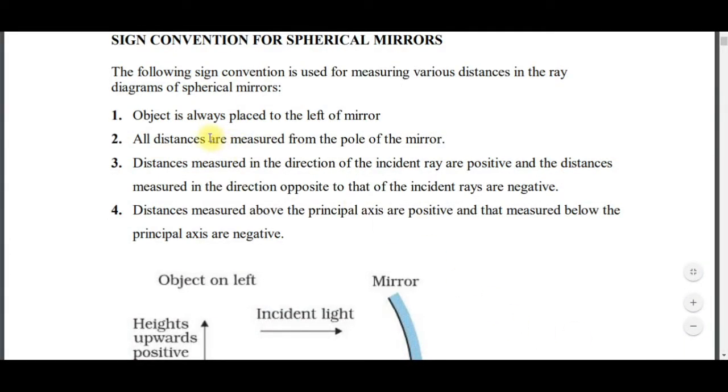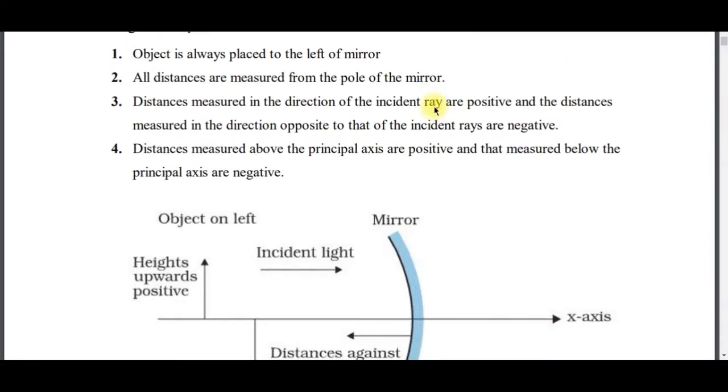So students, now we shall look at sign convention for spherical mirrors. When we want to solve some problems based on concave and convex mirrors, we have to keep in mind some sign convention. That is, when to use plus, when to use minus, when we have to take minus u or plus u, minus v or plus v, minus f or plus f. There are some points which we have to remember.